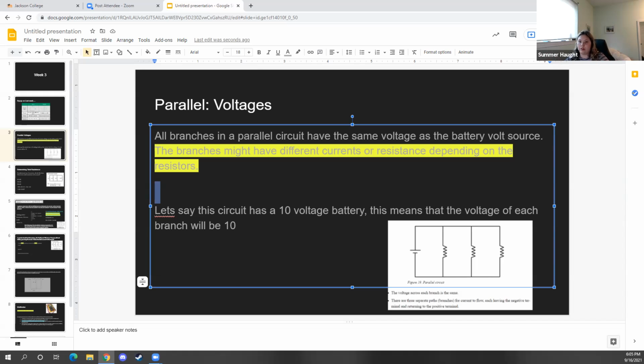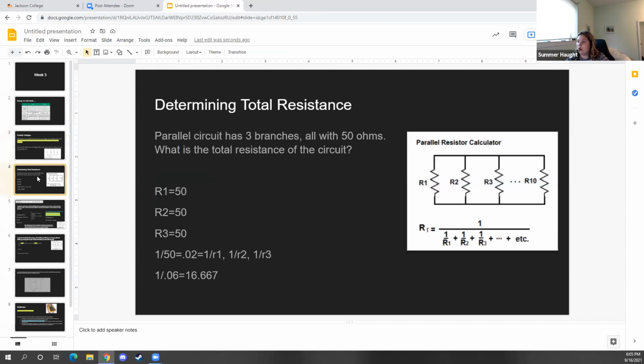So that's important to note too. So really the only thing that we're calculating is our current and resistance at a given point in time, because those are the 2 things that change. Okay.